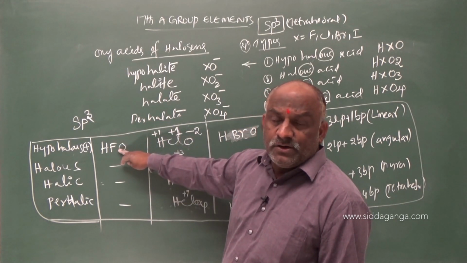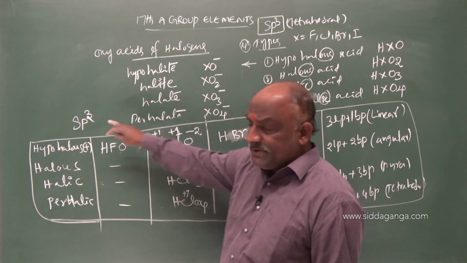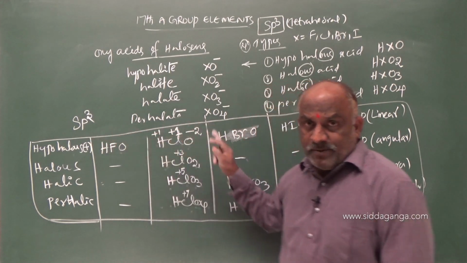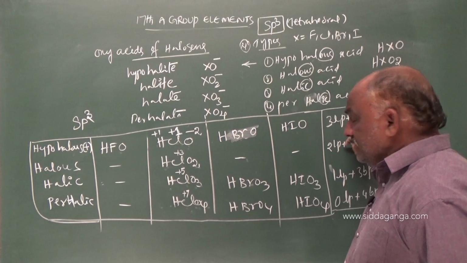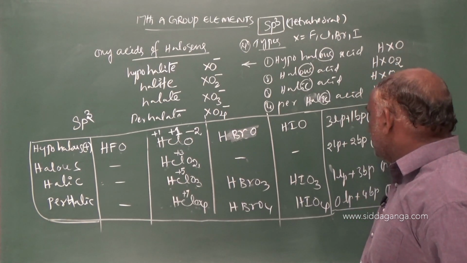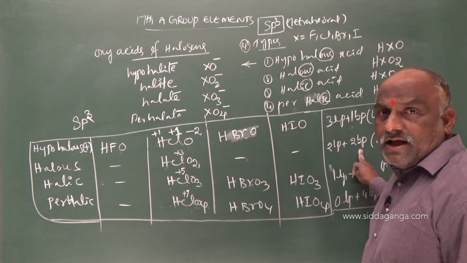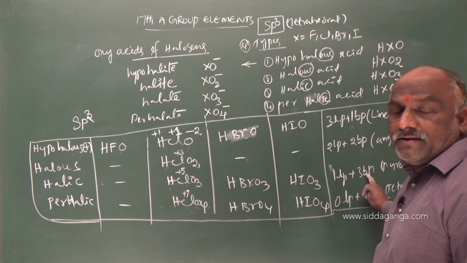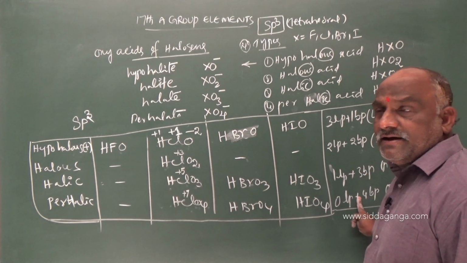Clear? So these all undergo sp3 hybridization, and the geometry of the molecule is: hypohalous, linear; halous, angular; halic, pyramidal; and perhalic, tetrahedral.